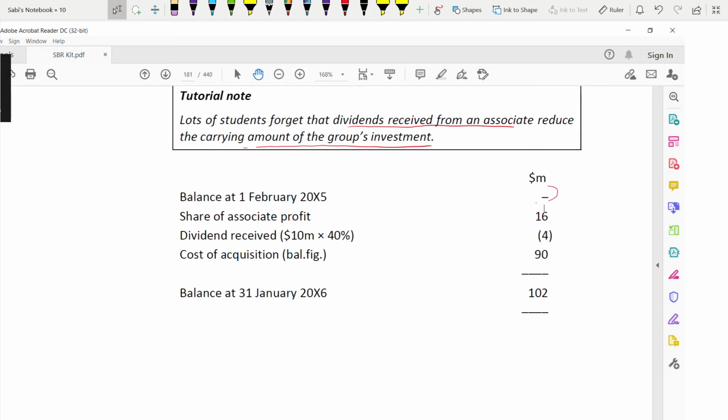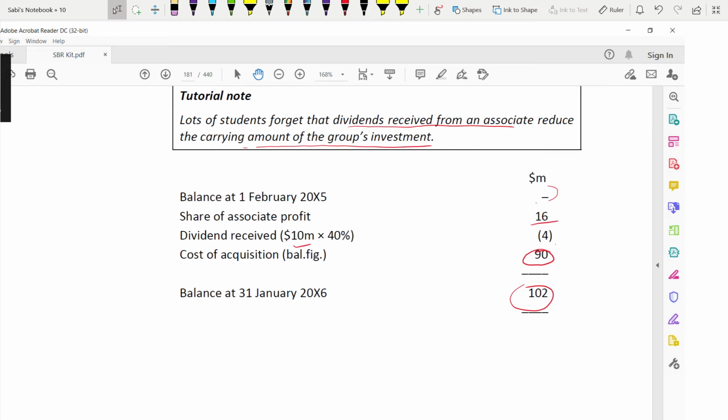Closing balance is 102. Okay. Share of associate profit has been given in the statement of profit as 16. Dividend received: 40% of 10, because we bought the associate for 40% and the dividend is 10 million. So we need to deduct it. Okay, dividend received will be deducted from the investment, and the cost of investment is the balancing figure. So this cost of acquisition means you have spent 90 million of cash to get the associate. So this 90 million is the cash outflow. Whether you have bought or disposed of a subsidiary or an associate, it comes under investing activity. Okay, so this 90 million will be there.